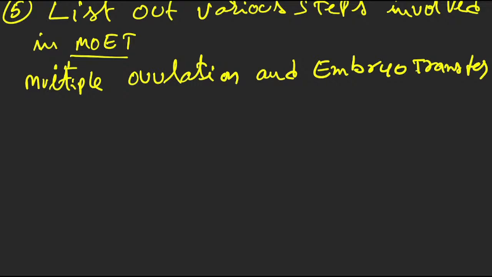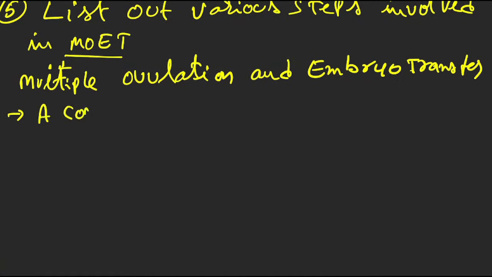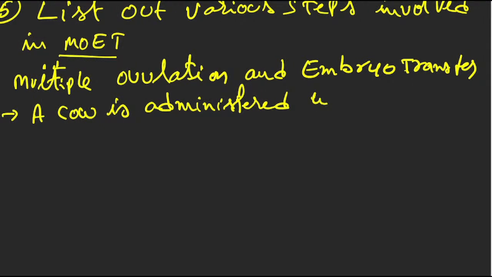That is the abbreviation of MOET. Steps. What are the first steps? A cow is administered with FSH and LH.